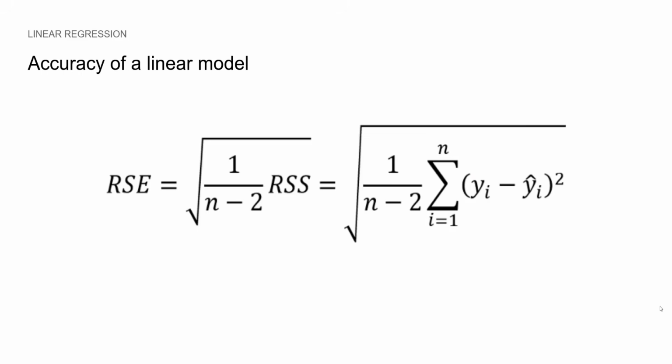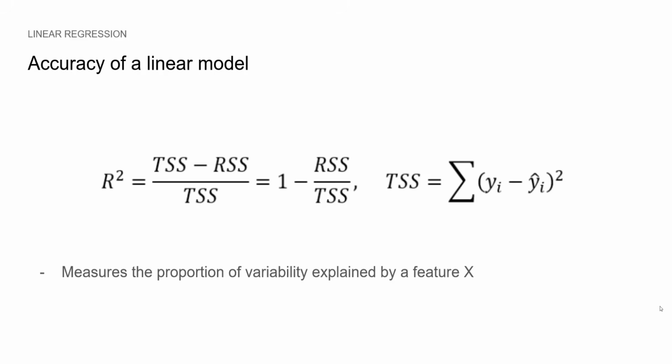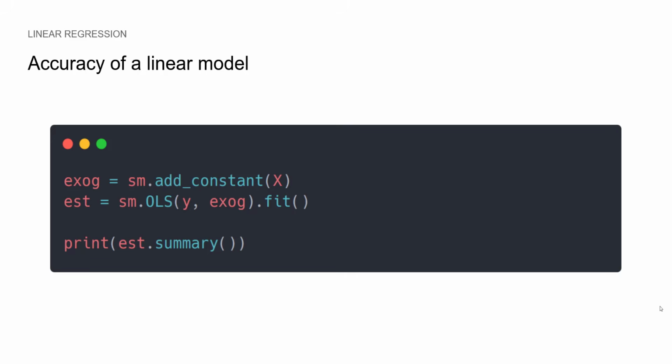Once we know our parameters are relevant, we must assess the model itself. We usually use the residual standard error. Of course, the smaller the value, the better it is, since the difference between predicted and actual is small, as you can see with the equation on the screen. Also, we use the R-squared value, which measures the proportion of variability explained by a feature x. As it approaches 1, it means that we are explaining a lot of the variability in our target.